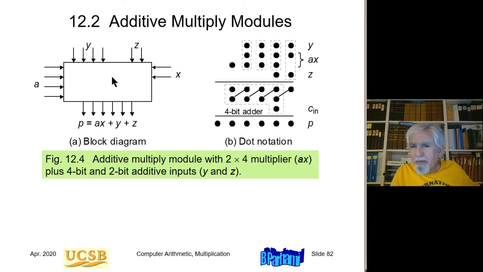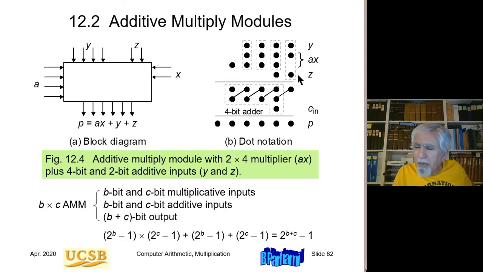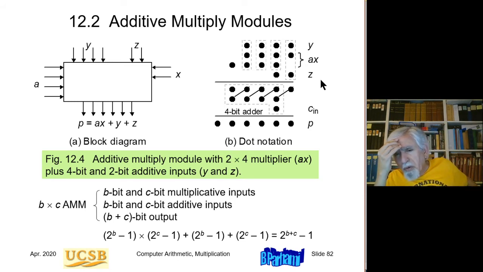So this additive multiply module is only slightly more complex than a multiplier, because a multiplier would need these two terms, and it would need this 4-bit adder in order to add those two. So the only thing this additive multiply module has, in addition to forming these two partial products and then adding them, is just this carry save addition at the beginning. So it's both not much slower and not much more complex than a simple 2x4 multiplier.